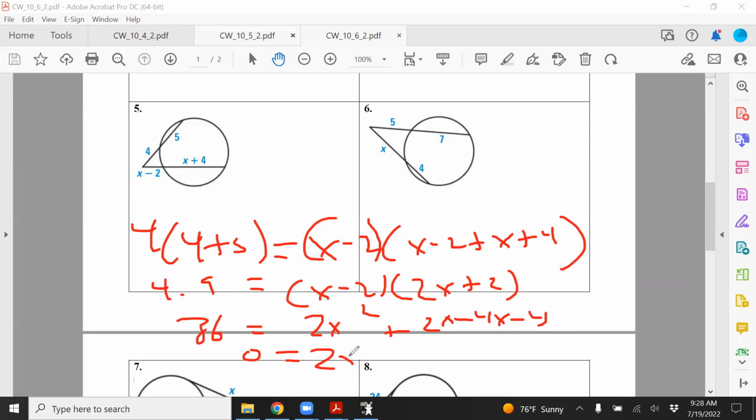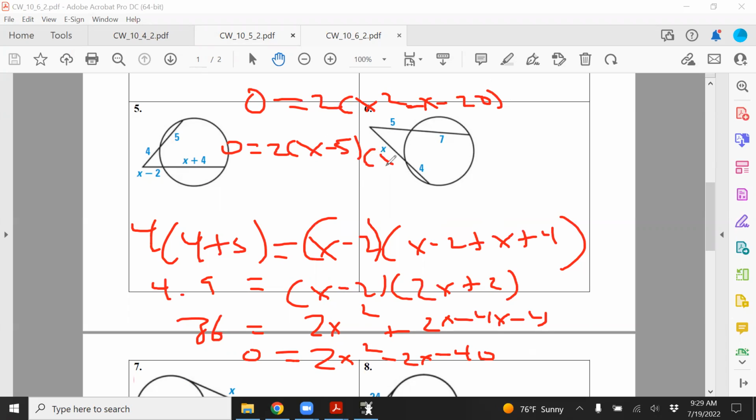Move everything over to one side. I think this should work out. If you factor out 2, yeah, this will work out just fine. And then continue breaking it down. You get 2 answers, 5 and -4. -4 is not okay because you're going to have negative side lengths. So you're going to have to stick with just 5.